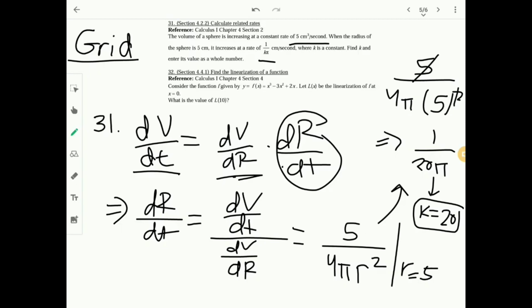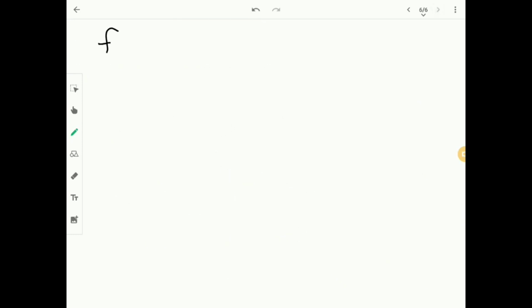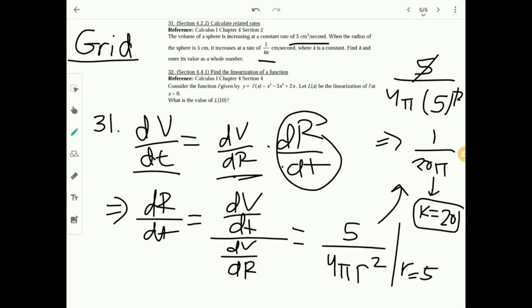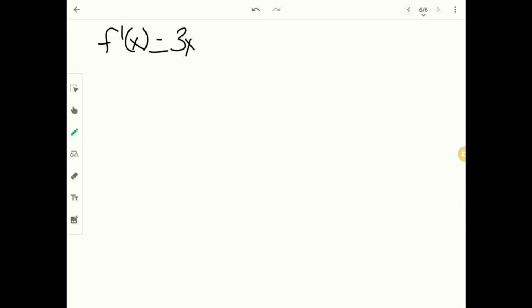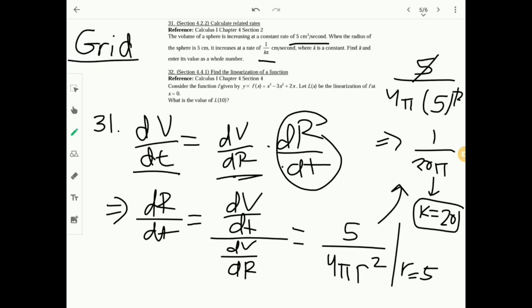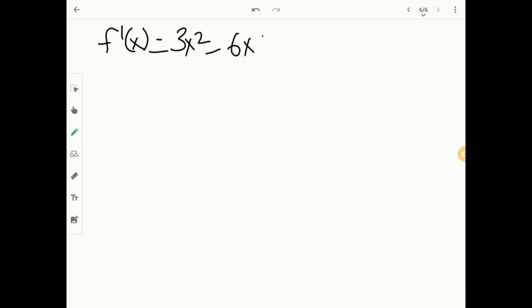Okay, let's check 32 now. Consider the function f given by y equals f of x equals x cubed minus 3x squared plus 2x, and let L of x be the linearization of f at x equals 0. What is the value of L of 10? Let's check f prime of x. You immediately find the derivative. It's 3x squared minus 6x plus 2. And this is at x equals 0, so this is all gone, it's 2.